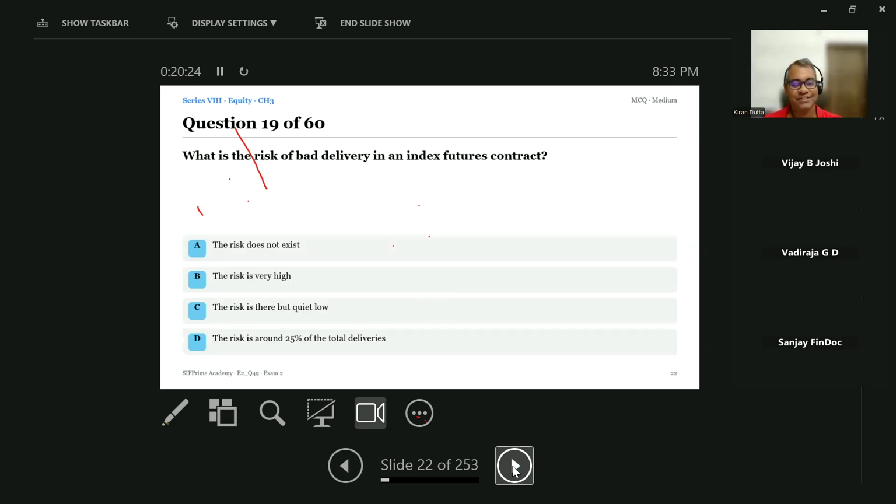Risk of a bad delivery in index futures contract. This is exactly the concept that I discussed just 2 minutes ago. Very good. Everyone got it here? What is the risk of delivery in index futures contract? There is no risk. Why? We're squaring off the contracts and settling on a cash basis, right? There is no concept of delivery. Got it? Everyone got it? This does not exist.